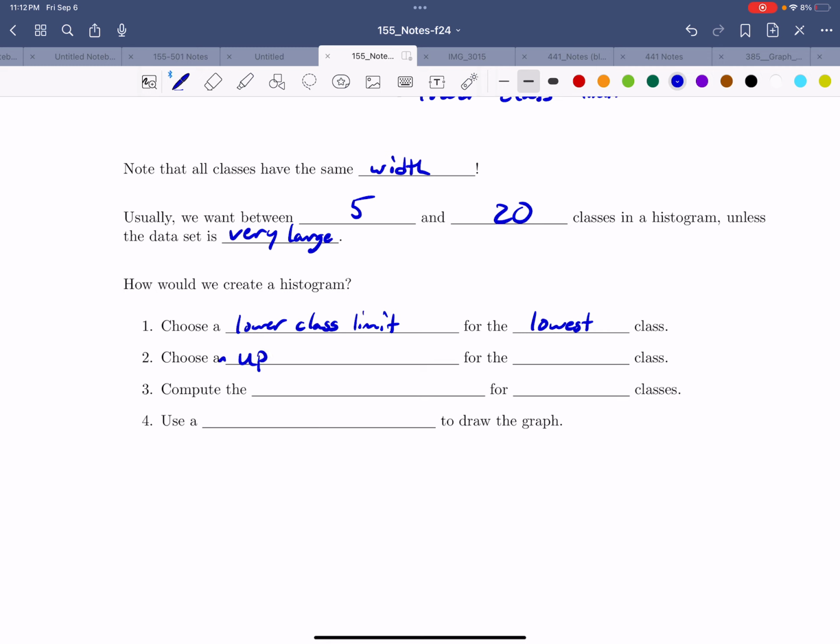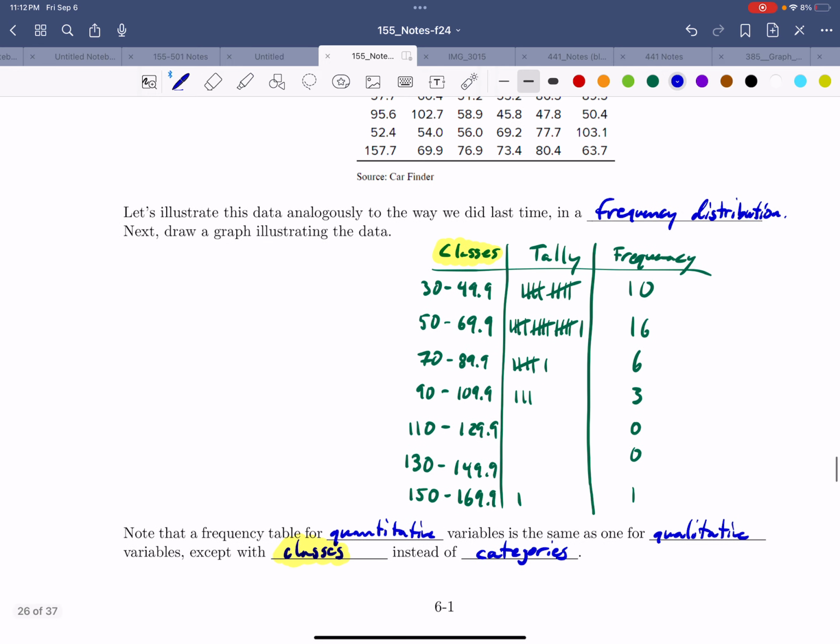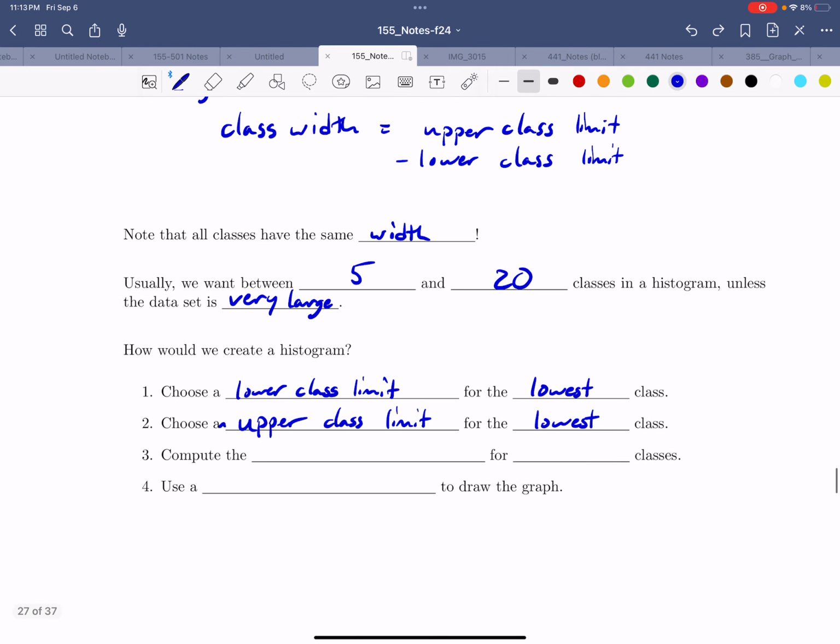Then choose an upper class limit for the lowest class. And this, you run into a little bit of decision making here, right? I could have chosen 39.9, right? To effectively make the class width 9.9 or about 10. But it turns out that that just doesn't produce as nice a graph as if you make it 20. So there's a little bit of maybe guesswork or just trial and error. If you use Minitab, by the way, it just automatically comes up with the best looking graph. So that's kind of nice.